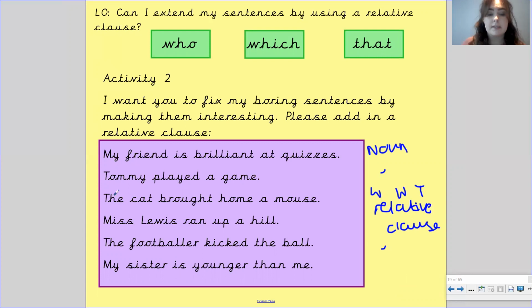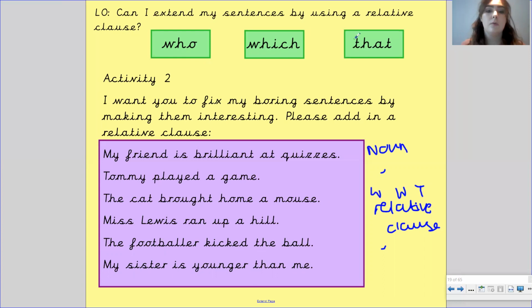So I'll read the sentences to you. So you've got, my friend is brilliant at quizzes. Tommy played a game. The cat brought home a mouse. Miss Lewis ran up a hill. The footballer kicked the ball. And my sister is younger than me. And you need to put in either who, which, or that for your relative clause.